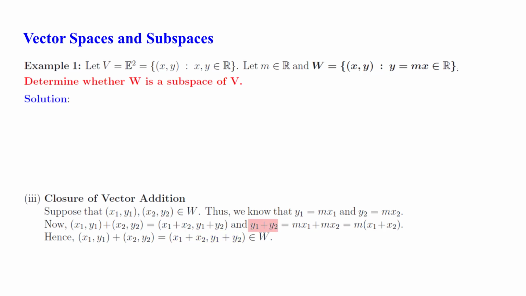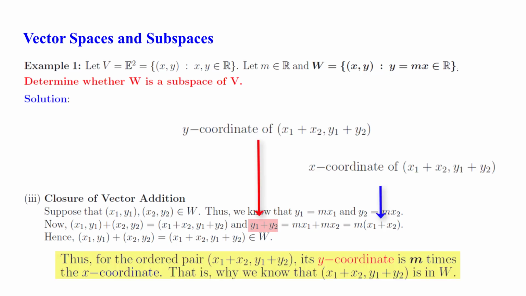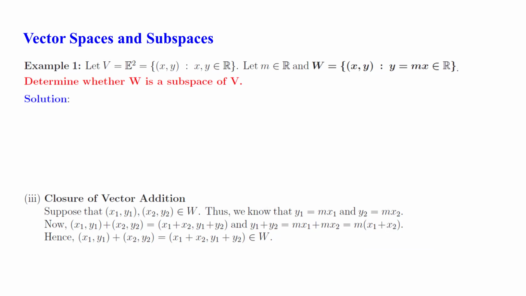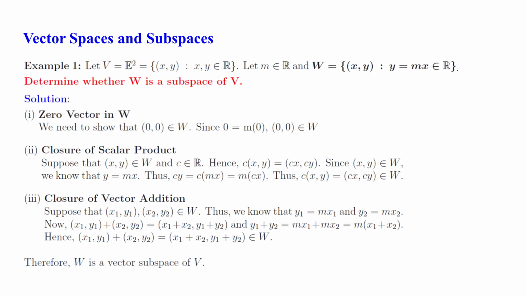Well, what is y1 plus y2? We know what y1 is, that's this. We know what y2 is, that's this. And now you factor out m. So y1 plus y2 is m times x1 plus x2. That says this ordered pair satisfies this equation, which says this sum is in W. It's a simple illustration of how you go about showing those three properties about the subset W. And this is way better than showing all 10, because these are 3 of the 10 anyway.